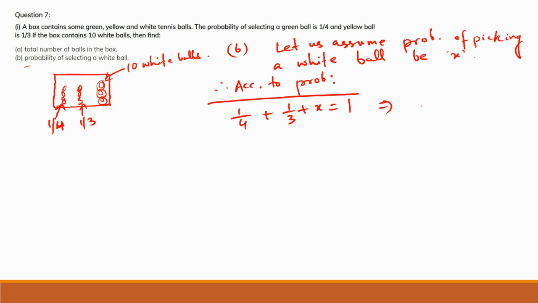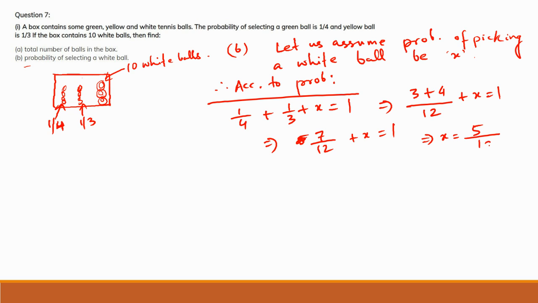So from here, 1 by 4 plus 1 by 3 plus x equals 1. So 7 by 12 plus x equals 1. So x equals 5 by 12. So this is the probability of selecting a white ball.